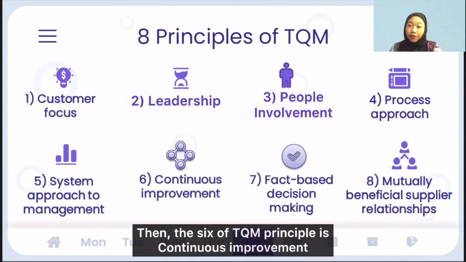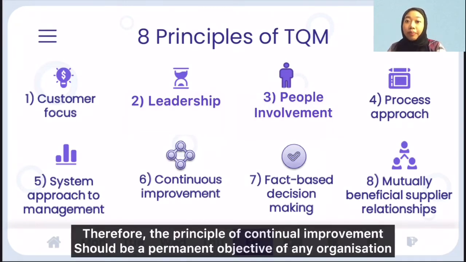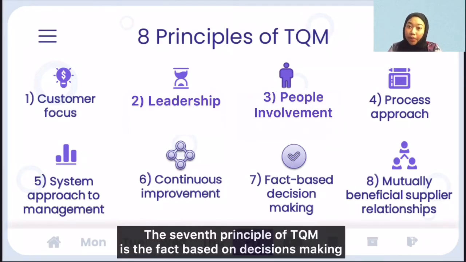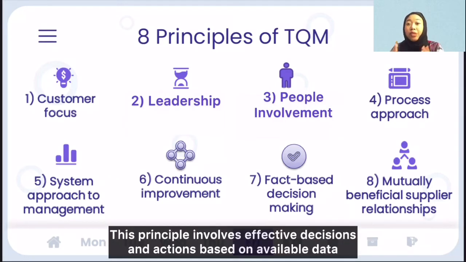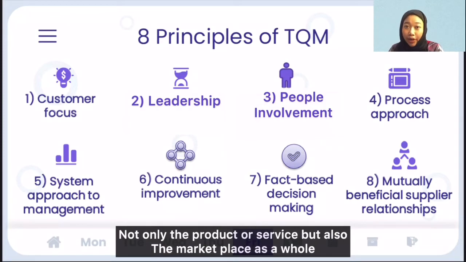Then, the sixth TQM principle is continuous improvement. Businesses that thrive are those that keep adjusting to new market situations. Therefore, the principle of continuous improvement should be a permanent objective of any organization. The seventh principle of TQM is fact-based decision making. This principle involves effective decisions and actions based on available data. Decisions based on fact improve understanding not only of the product or service but also of the marketplace as a whole.